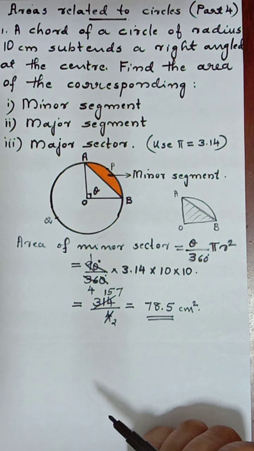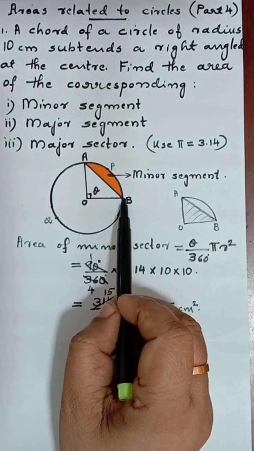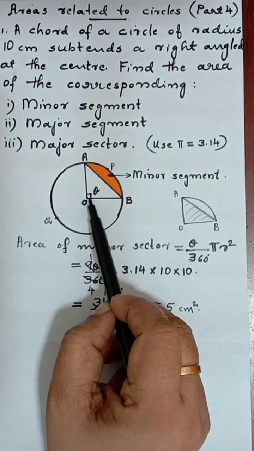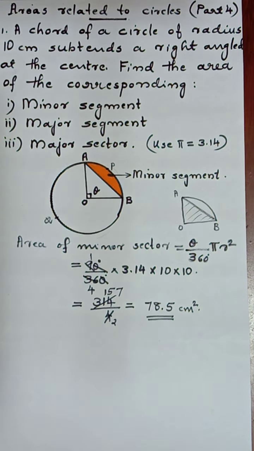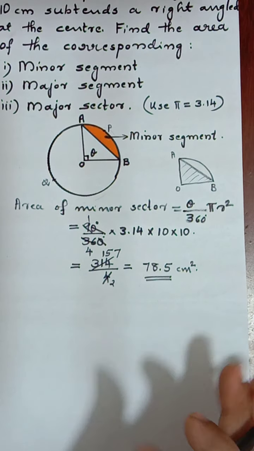Area of the triangle, half base into height. Why are we using half bh? This OB is perpendicular to OA. So if OB is the base, OA is the height. So we can use the formula half bh for finding the area of the triangle. So let us do that.